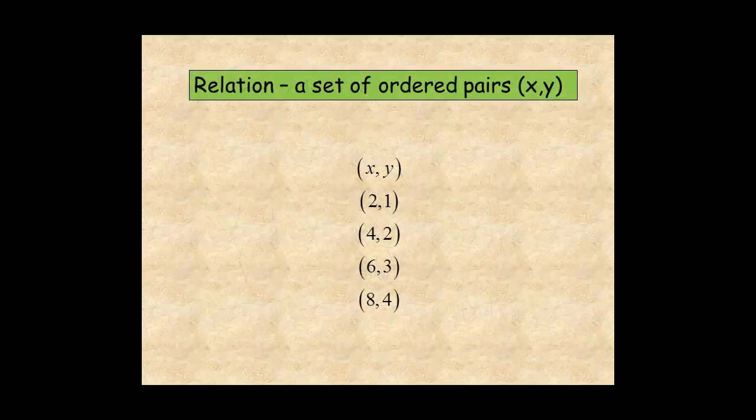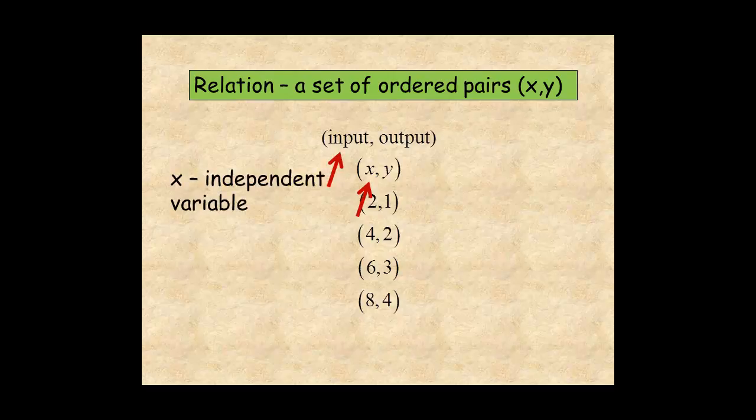A relation is a set of ordered pairs of x and y. The first number of each pair is the input x variable, called the independent variable. The second number is the output y variable, called the dependent variable.